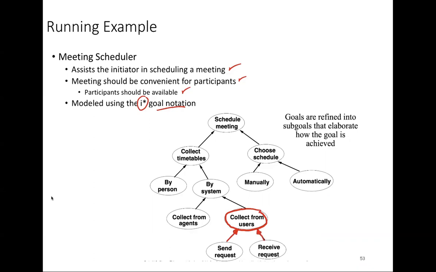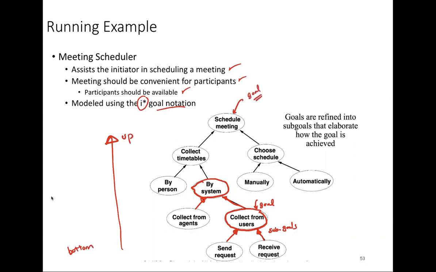And now if you would like to collect timetable by the system, it could be done either by collecting from agents or collecting from users. So now this goal is actually refined into some other sub-goals. From the bottom of the tree, this is the hierarchy, so we go from the bottom up to build up the final goal, which is the scheduled meeting. So this is our goal that we need to build.